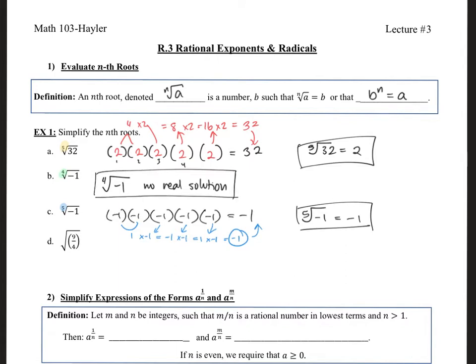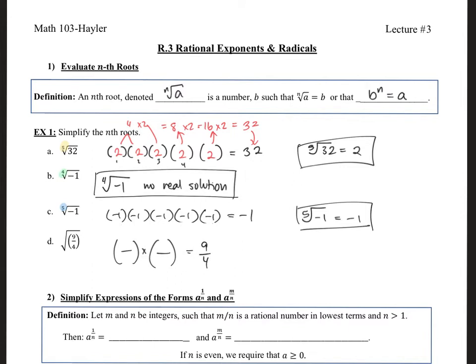And the last one. Okay, let me clean up my work here just a wee bit. Okay, D: the square root of 9 over 4. Well, this is asking for a fraction times itself that gives me 9 over 4. I want a fraction times another fraction that will give me 9 over 4.